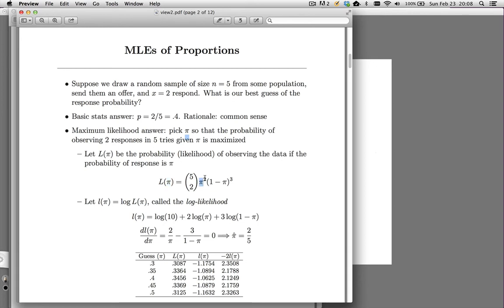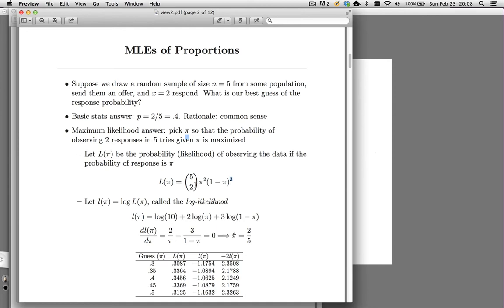Probability of success raised to the number of successes, probability of a failure or non-response raised to the number of failures. Now, in this case, it wouldn't be too difficult to maximize the likelihood directly, but instead what we're going to do is take the log of it. So the log is a monotonic transformation, and it's going to make it easier.